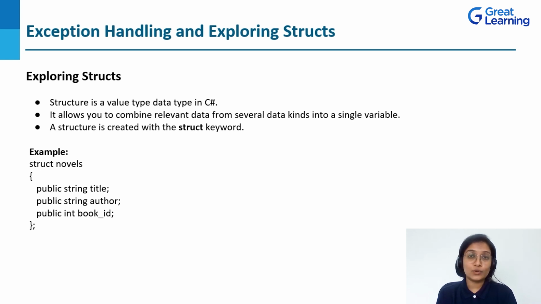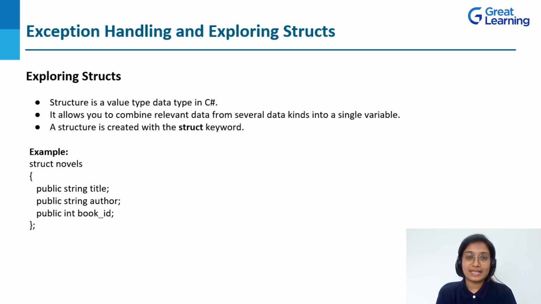After learning what exception handling is, we continue with the concept called exploring structs. Structs are nothing but structures in C#, the same as in other programming languages. A structure is a value type. It has certain values inside it. It allows you to combine relevant data from several data kinds into a single variable. As I told you, an array has only one type of data inside it. The rule is that you cannot declare heterogeneous data types. It is a homogeneous kind of element.